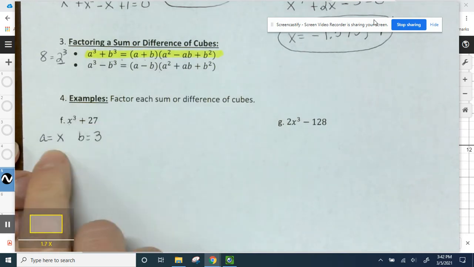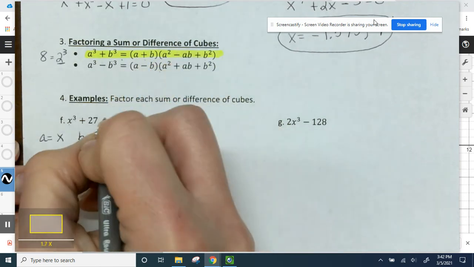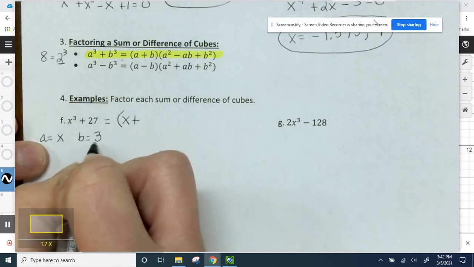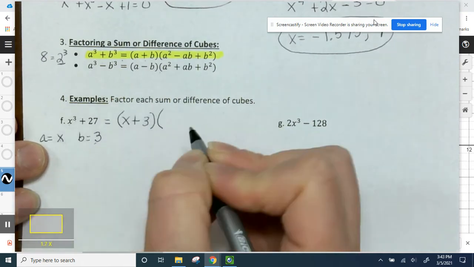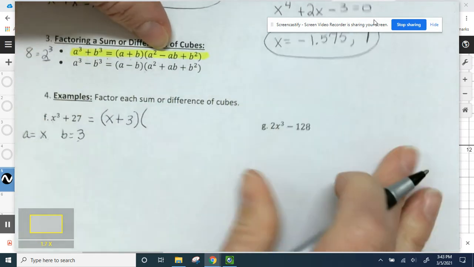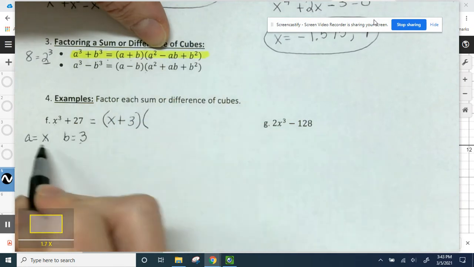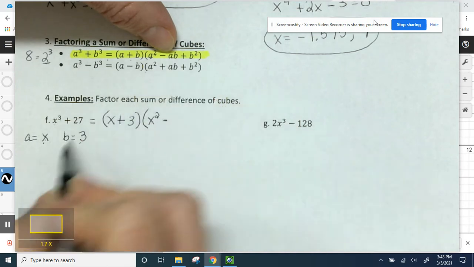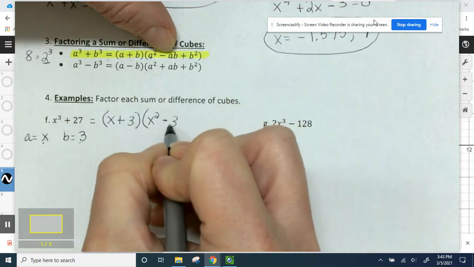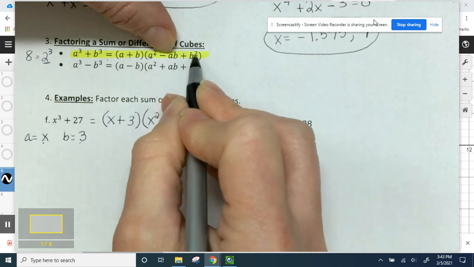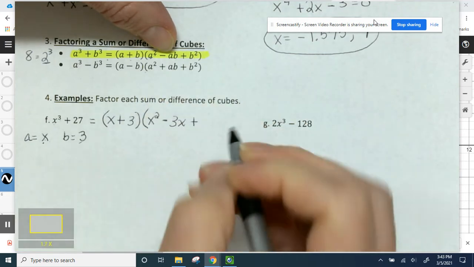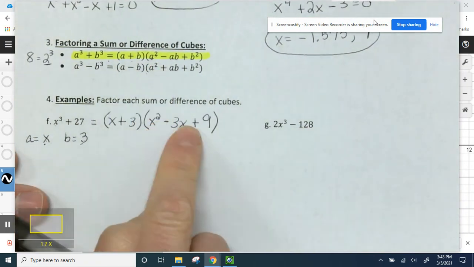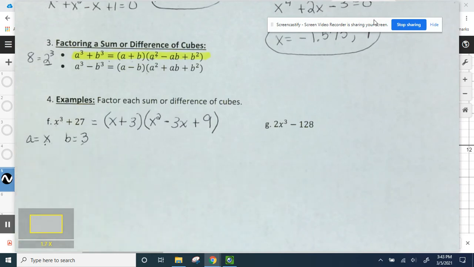Now, once you find a and b, you plug it into this formula. So this is going to be equal to x, which is a, plus 3, which is b, times, and I'm just going by this formula right here. I'm taking everything from here. A squared, well, a is x, so that's x squared, minus a times b. Well, that's going to be 3x. Plus b squared. b is 3. 3 squared, that's 3 times 3, which is 9. And that's it. So you follow this formula and figure out your factoring.